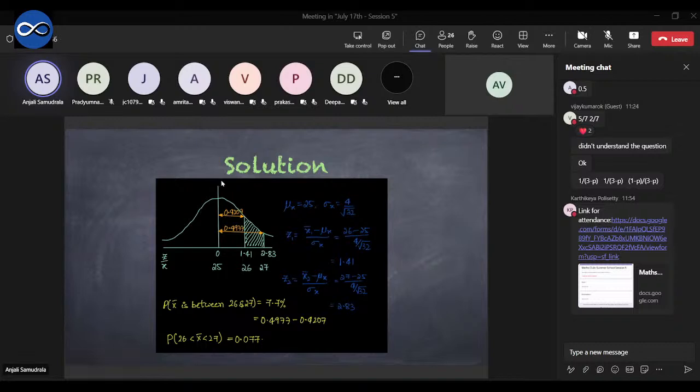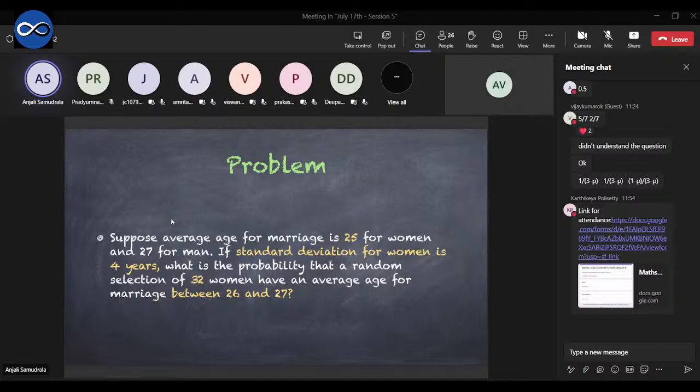Given that the mean of the random variable is 25, we already know that the sigma of x bar is standard deviation by root n. So n is 32. We define the new mean and variance of Sn. Now we normalize the values Z1 and Z2, since they asked us to find the average age of marriage between 26 and 27.